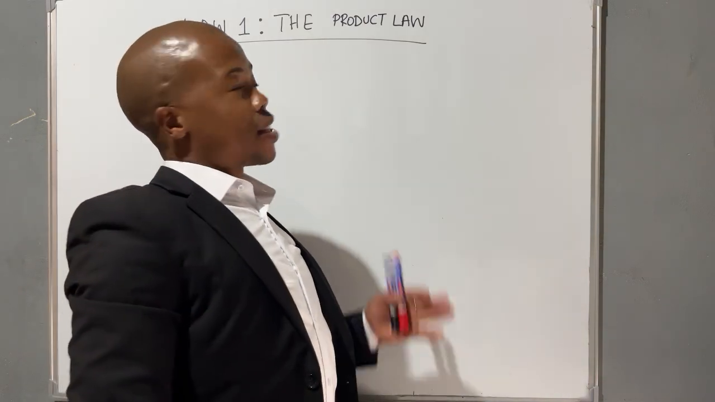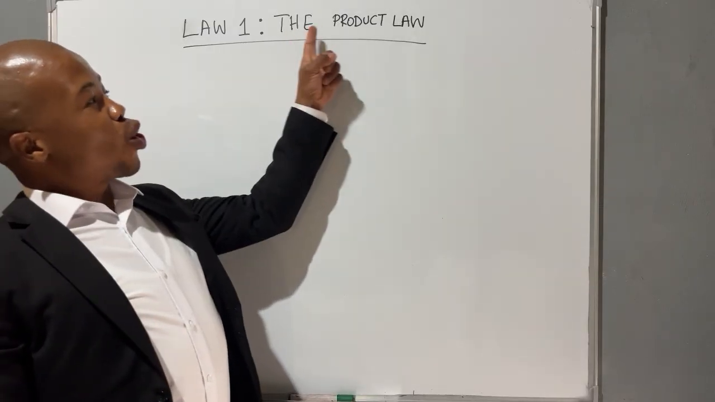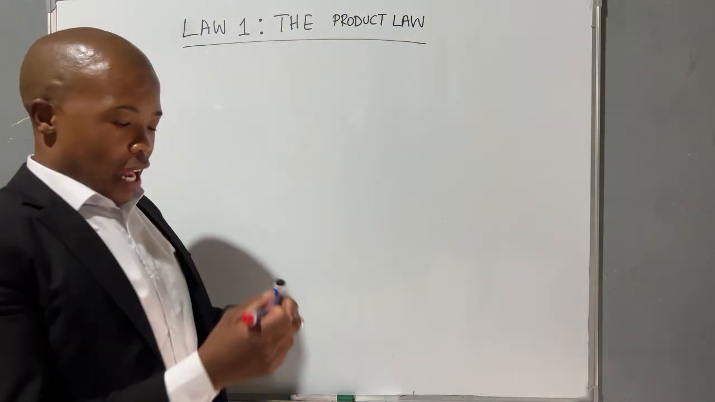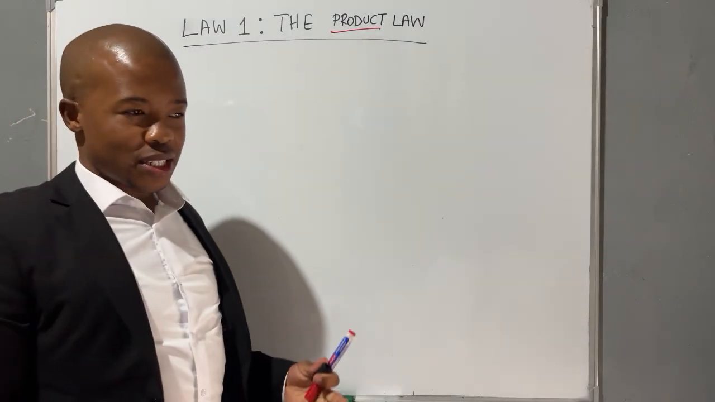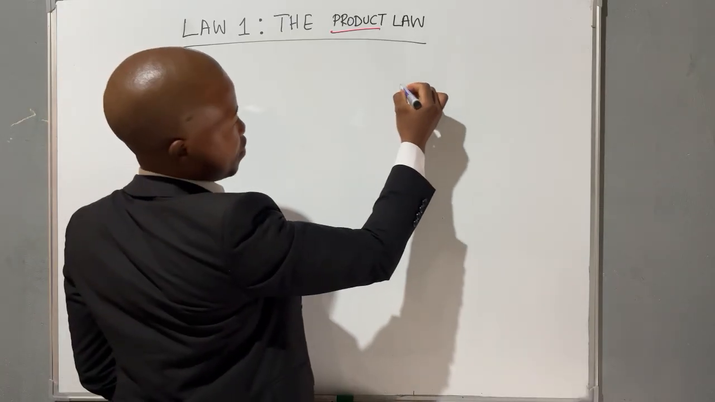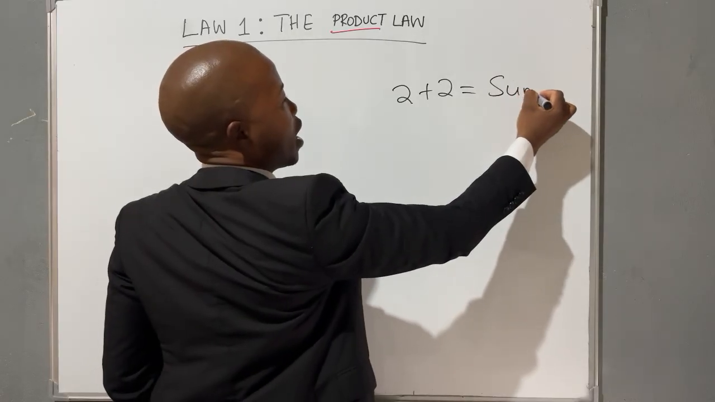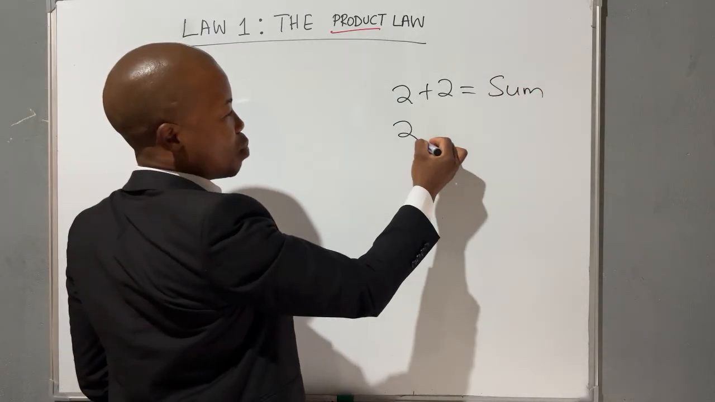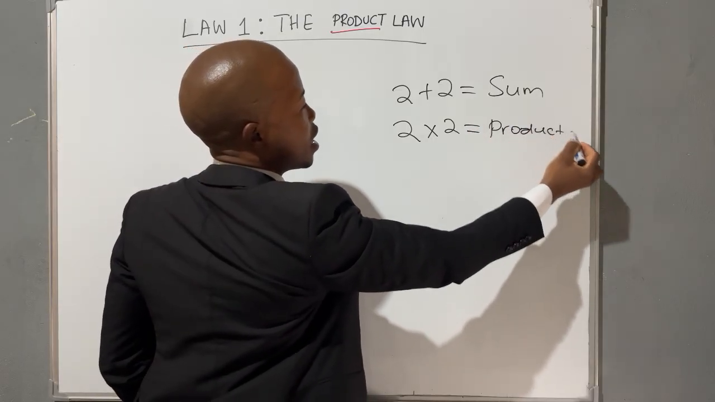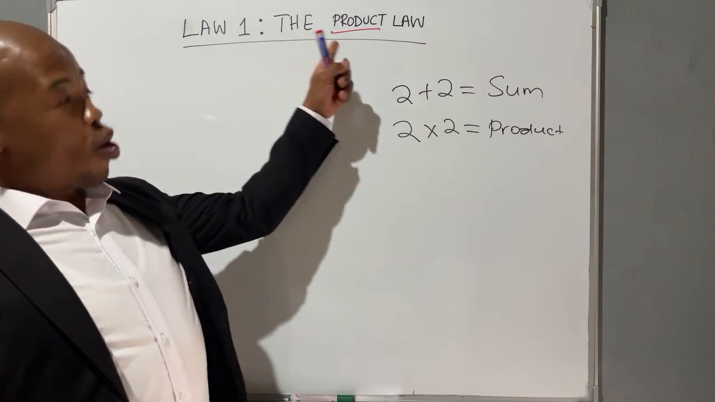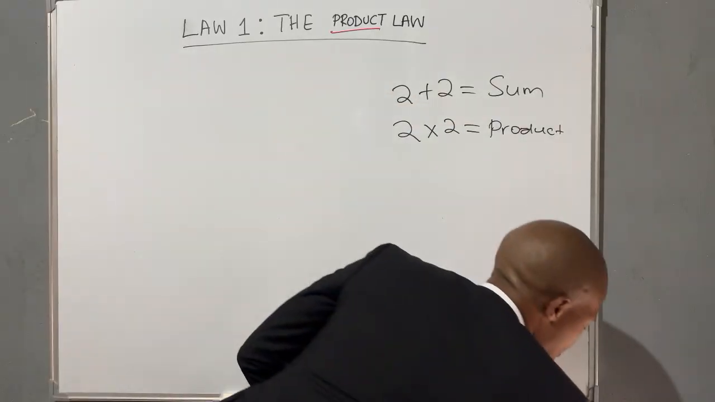Okay, let's talk about the first law of exponents. That law is called the product law. Look at this word, product. In maths, when things are adding each other, for example 2 plus 2, we call this a sum. But when things are multiplying each other, we call this a product. This means that this first law involves things multiplying each other.